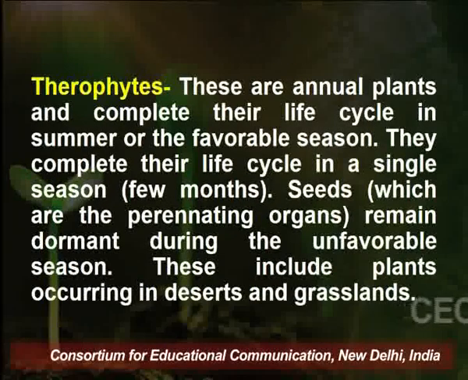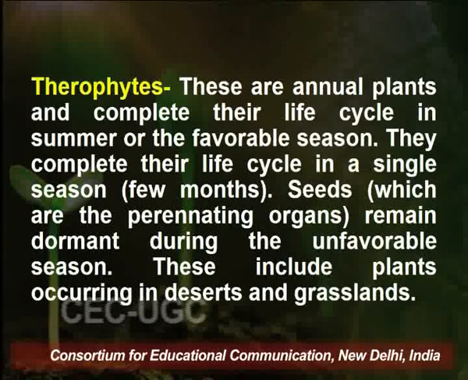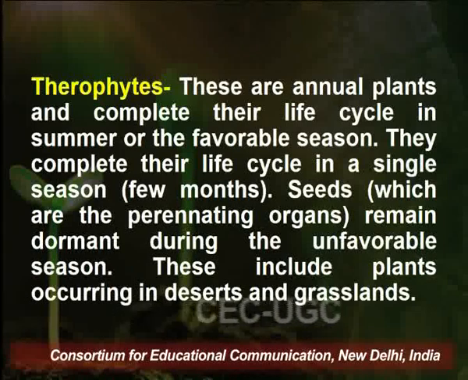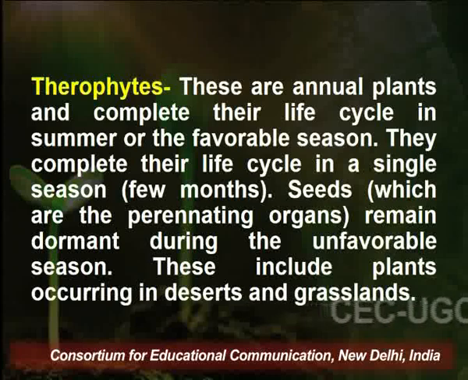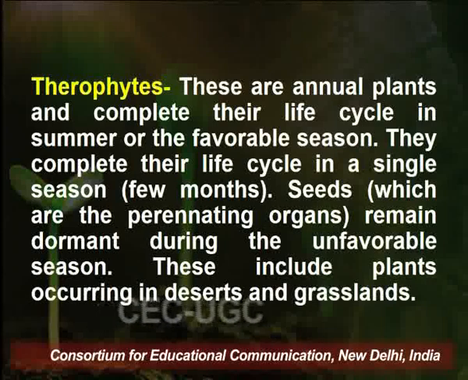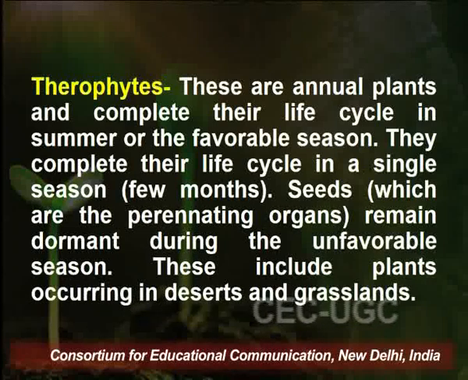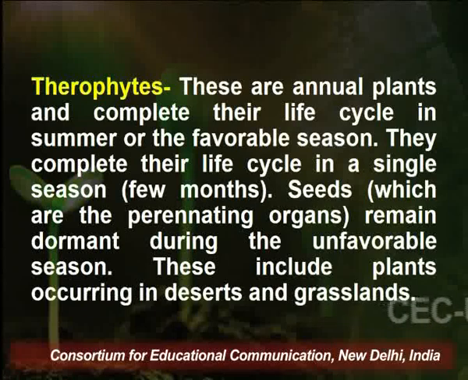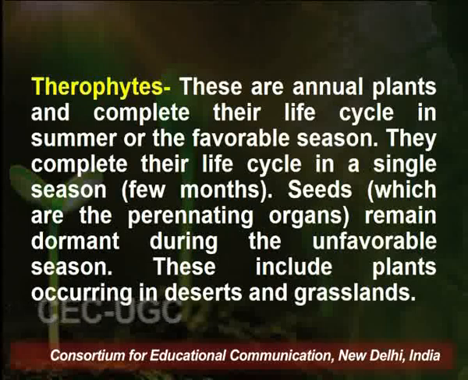Then therophytes. These are annual plants which complete their life cycle in summer or the favorable season. They complete their life cycle in a single season, say a few months. The seeds, which are the perennating organs, remain dormant during the unfavorable season. So these include plants that occur in deserts and the grasslands.